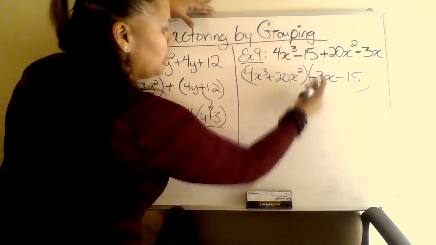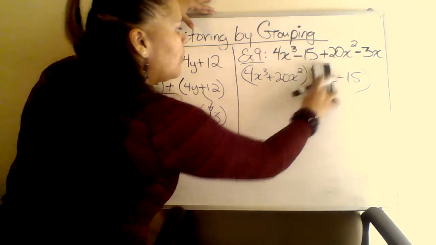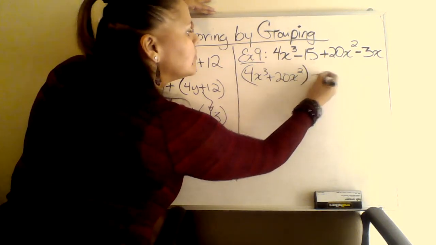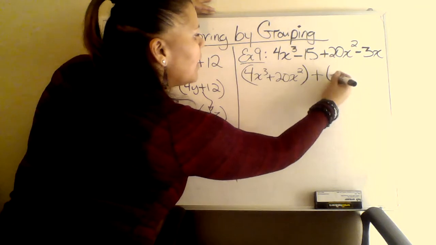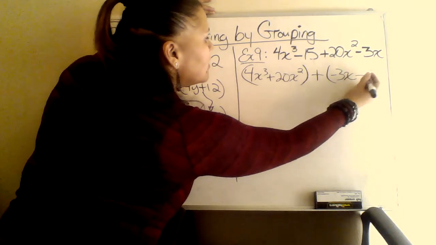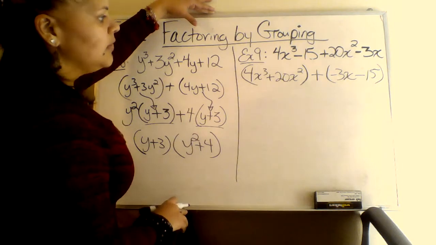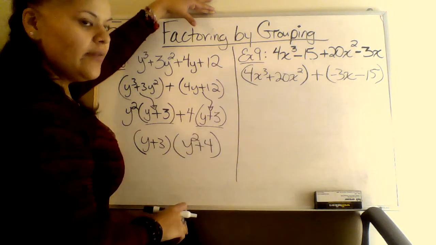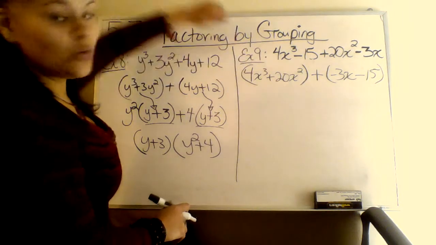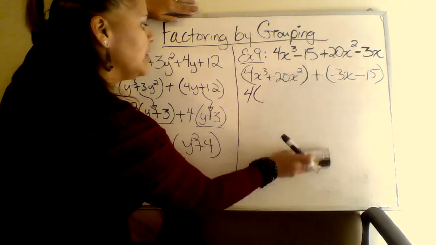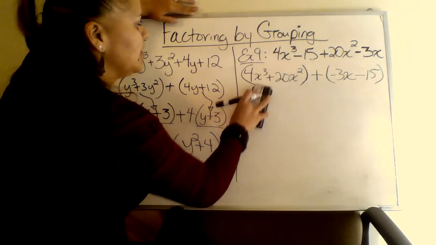So I'm going to group those. You know what? I'm going to put a little plus sign in between because I don't want to mess up the signs on them. Plus. And then I have my negative 3x minus 15. There we go. So now I'm going to pull out things they have in common. 4 is definitely in 20. So we already know, 4. Do we have anything else? Yes, we do. We have an x in common.